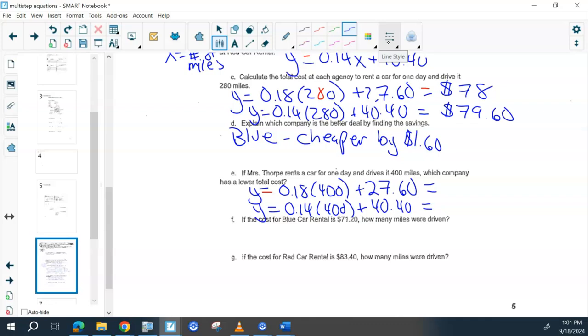So for the first one, the blue car rental, how much was that? What was that total cost? $95. $99. Sorry, I just didn't hear the second one. And what cents? Thank you. And then the second one? 96. Okay. $96.40. So it looks like before the blue one was cheaper, but after a certain amount of miles, the higher amount of miles you go, the red one becomes the cheaper one. Questions on any of that so far before we do problems F and problem G?